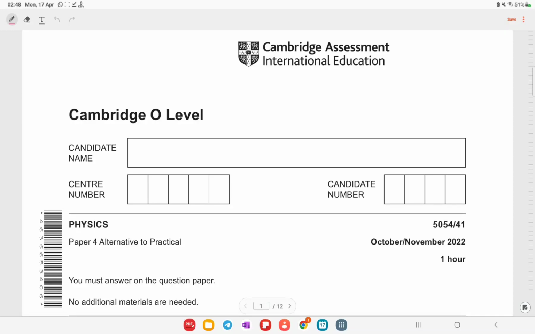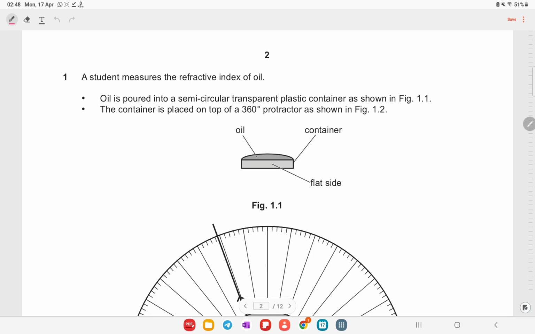To start off with the Cambridge O-Level Physics Alternative to Practical, which is Paper 4, and the code for this paper is 5054/41, and this is the October-November 2022 paper. Let's start off with our first question, and it states that a student measured the refractive index of oil.